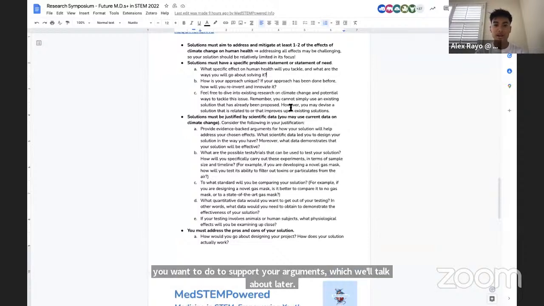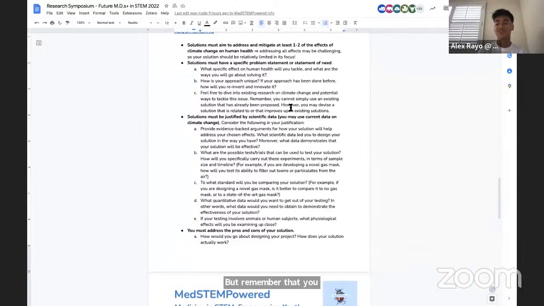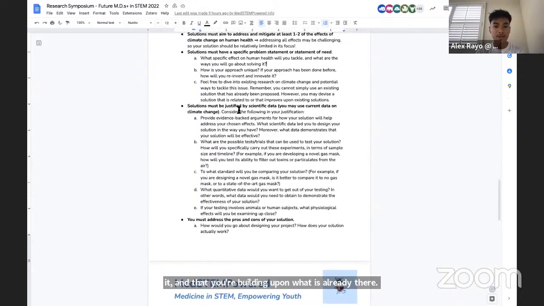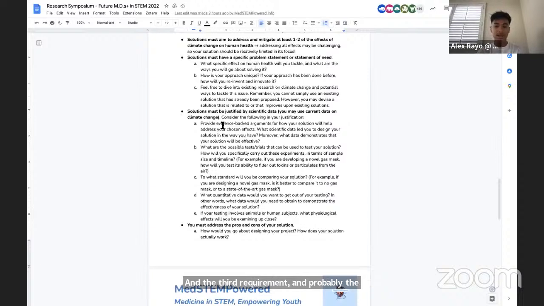But remember that you can't really just use an existing solution. There has to be some unique aspect to it, and you will be partially judged on how unique your solution is and how novel it is. So just remember that if you are basing your solution and your project on something that might be already existing, just make sure that there is a unique aspect to it and that you're building upon what is already there. And the third requirement, and probably the biggest requirement, is solutions must be justified by having scientific data.